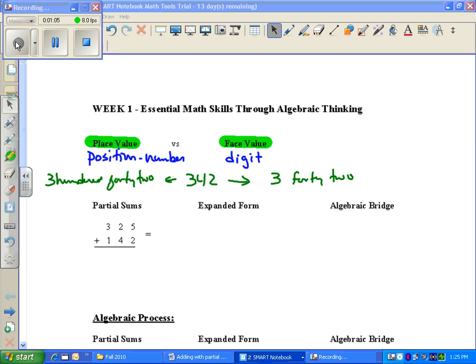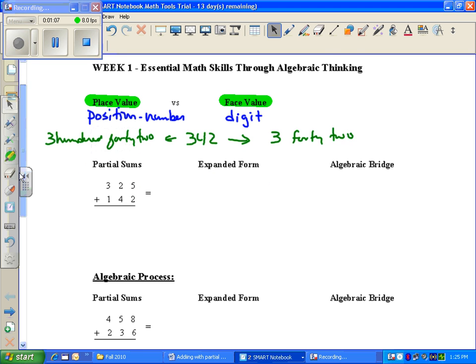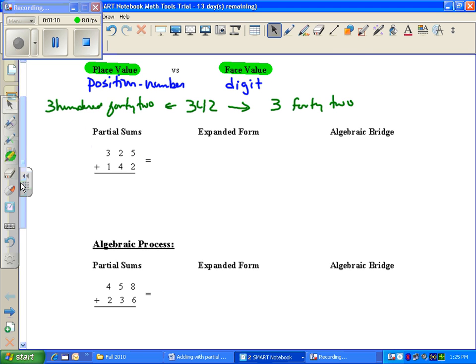This class is essential math through algebraic thinking, and that's exactly what we're going to do here, is look at this algebraically. And algebraically basically says my right hand and my left hand are equivalent. So left is equal to right. So my left hand says 325. In expanded form, that's 300 plus 20 plus 5. 142 is 100 plus 40 plus 2.